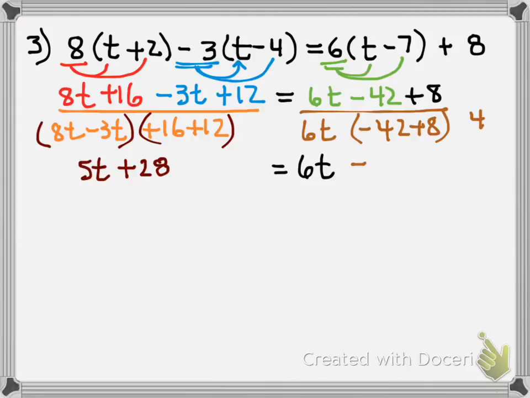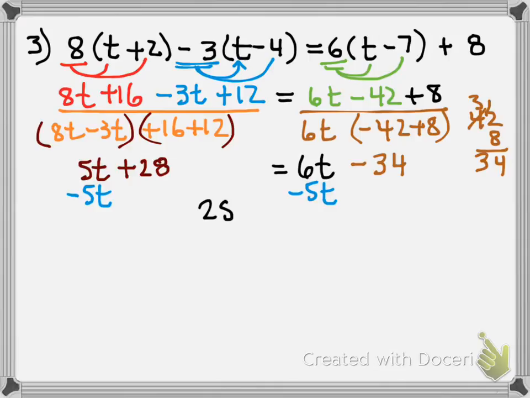And since this one isn't as simple as the others, I'm just going to do my math off to the side, and I get 34. Now I've reduced it to no more than 2 terms per side, so that means I'm ready to solve. Okay, so what do you guys want to do next? You want to subtract 5t? Okay. So that's going to give me 28 equals t minus 34.